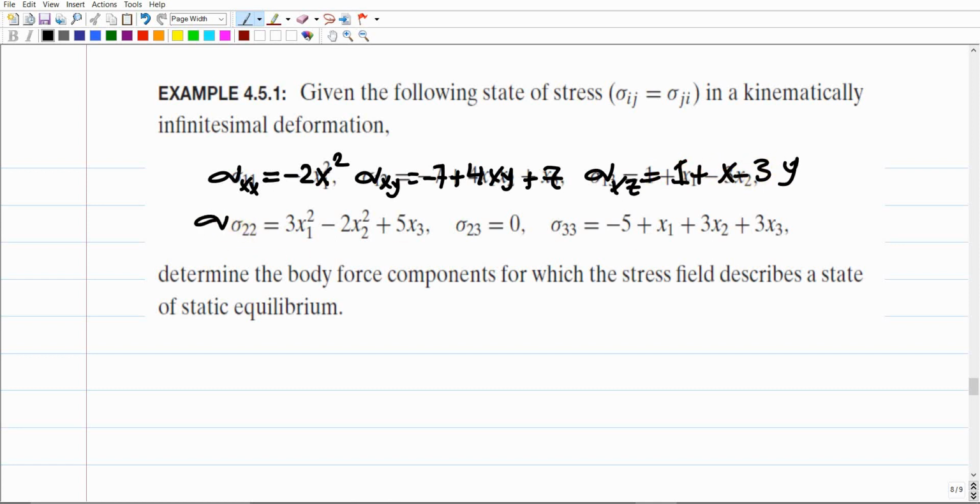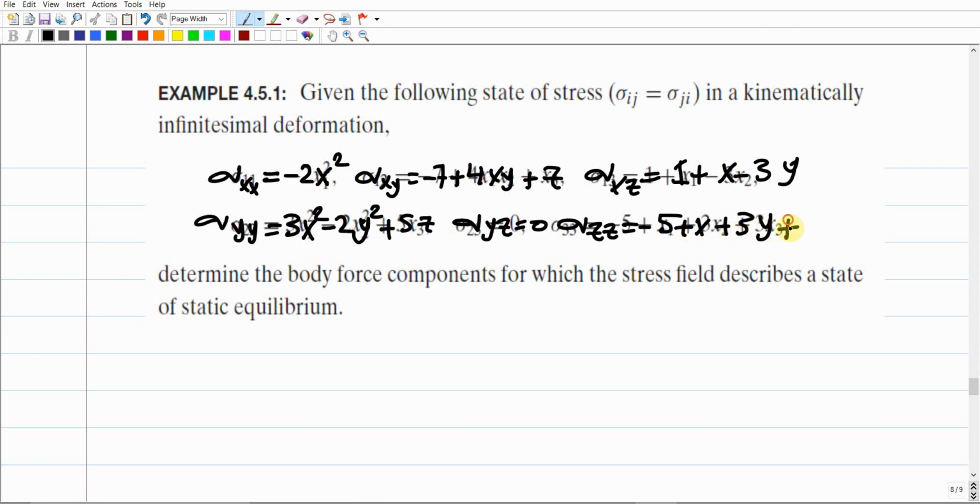And sigma yy is already given by 3x squared minus 2y squared plus 5z, while sigma yz is already given by 0, and sigma zz is already given by negative 5 plus x plus 3y plus 3z. So these are the different components of this stress tensor, the 9 components.